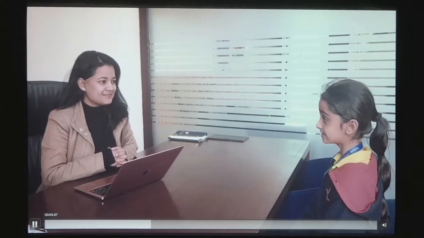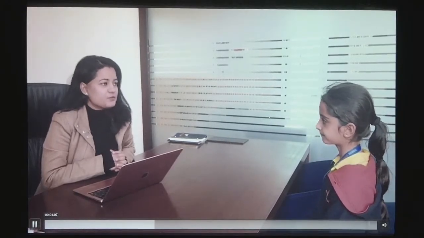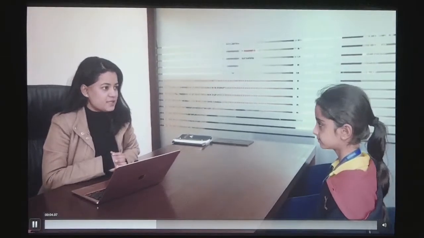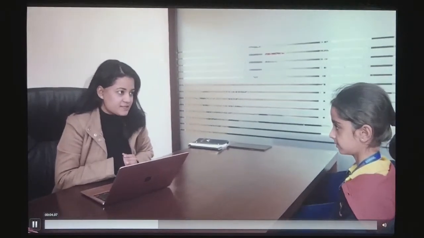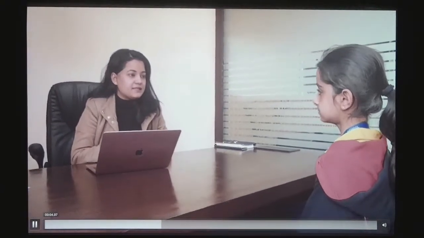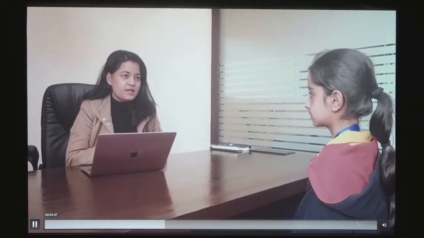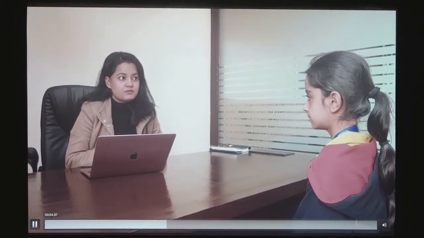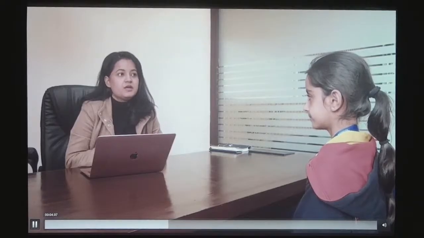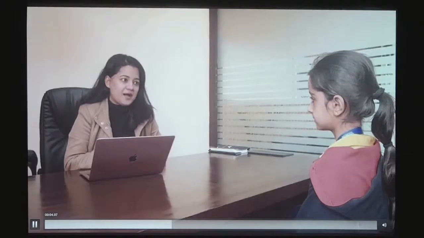So the question is, which waste harms the environment the most? There are different types of waste like single-use plastic waste, hazardous waste, biomedical waste, but I think single-use plastic harms the environment the most, and hence everyone should make an effort to segregate the waste so that it doesn't harm the environment. Thank you so much.